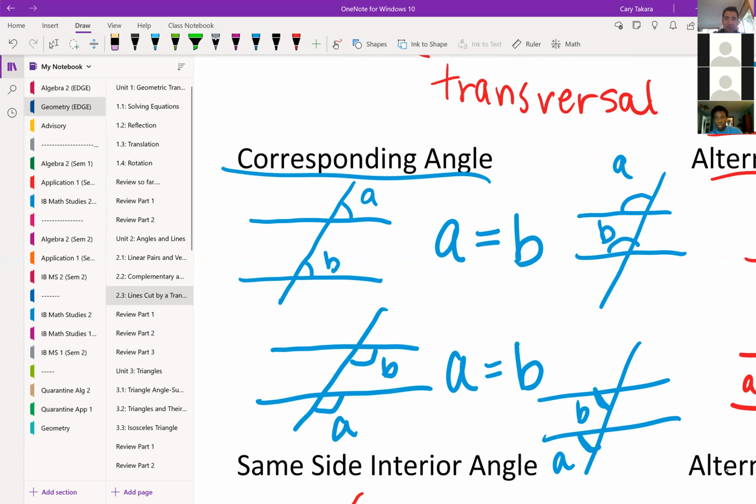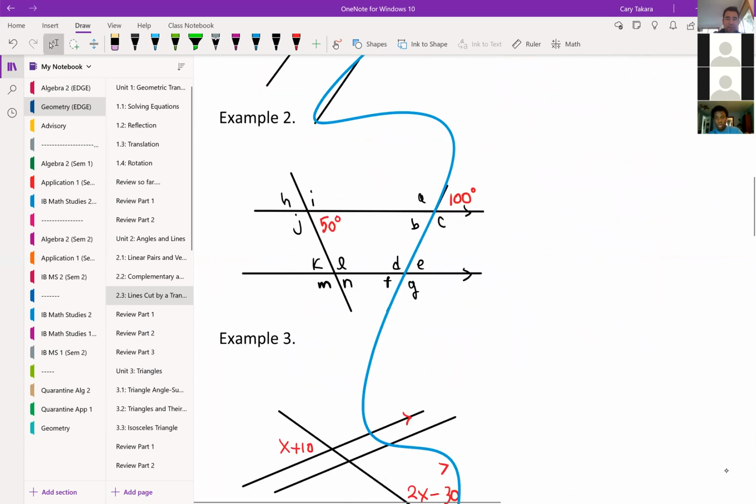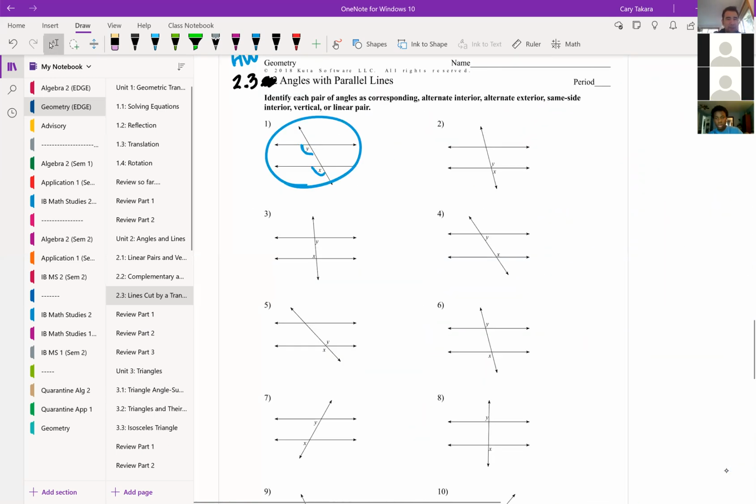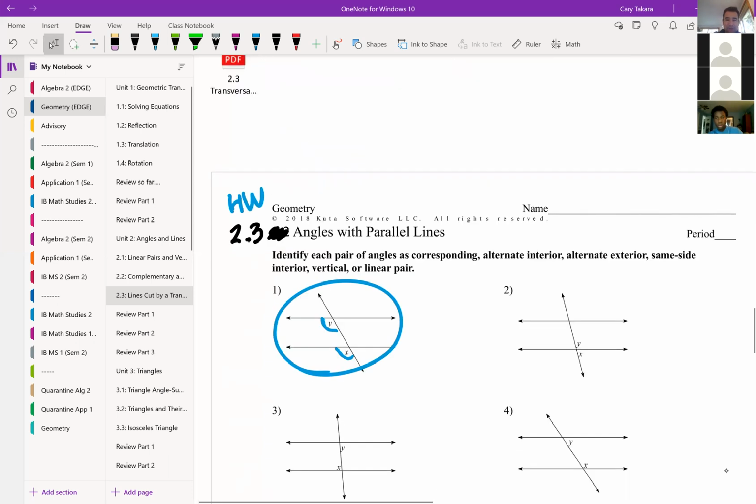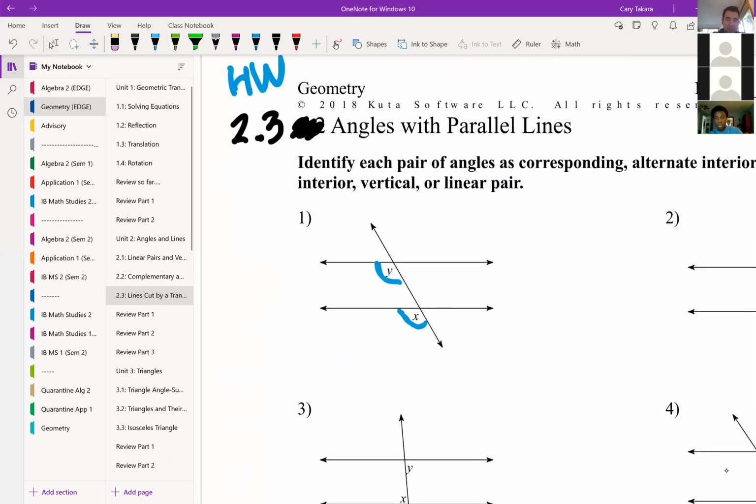I'm sorry we're going back and forth, but that's what we have to do. So this is, let's write it down, corresponding.